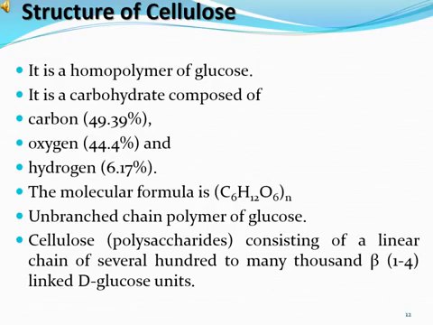Now, structure of cellulose. It is a homopolymer of glucose. It is a carbohydrate composed of carbon 49.39%, oxygen 44.4% and hydrogen 6.17%. The molecular formula is n molecules of C6H12O6, an n branch chain polymer of glucose. Cellulose is a polysaccharide consisting of a linear chain of several hundred to many thousand beta-1,4 linked D-glucose units.